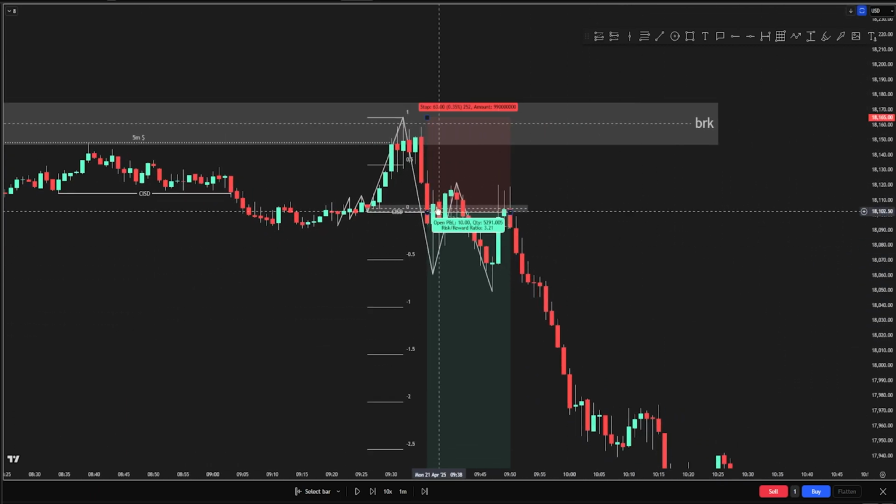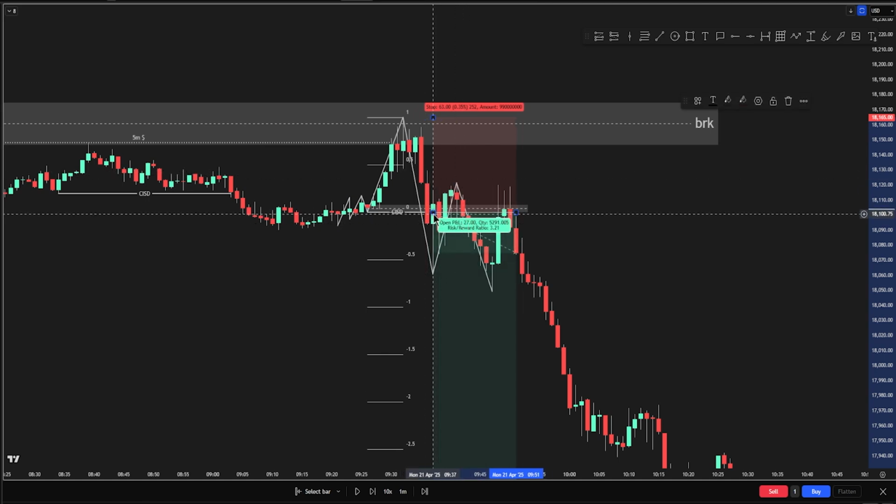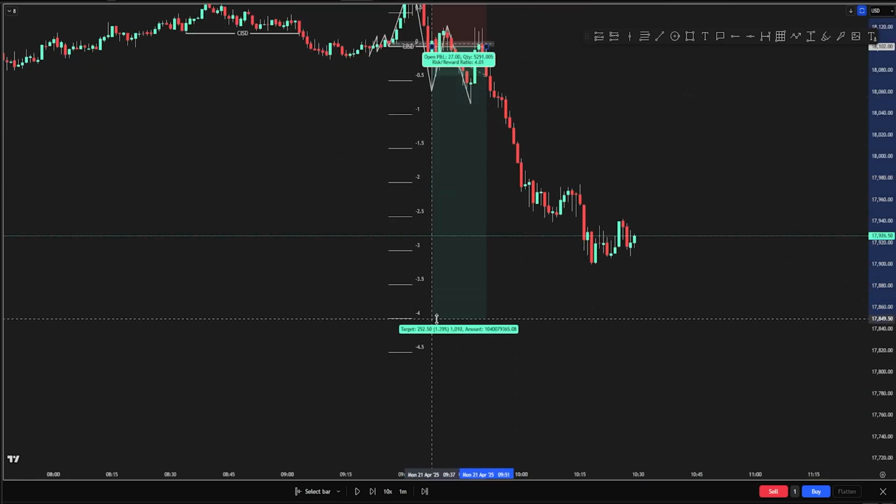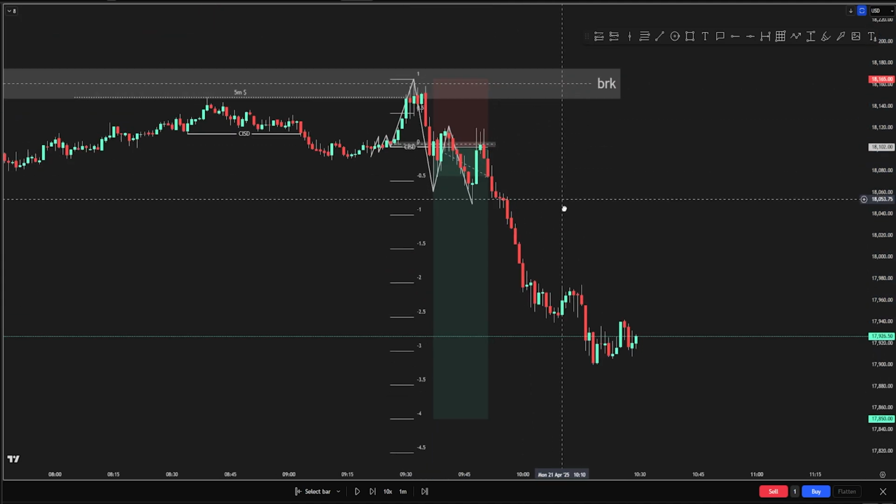Okay. So your entry is there. You enter as soon as this closes below, you set your limit right there. Stop loss goes here. And you would look for 2 standard deviations, meaning 2R, or 4 standard deviations, meaning 4R.